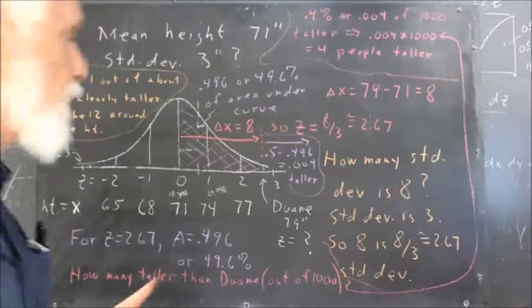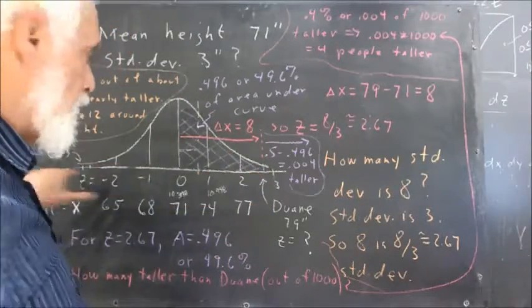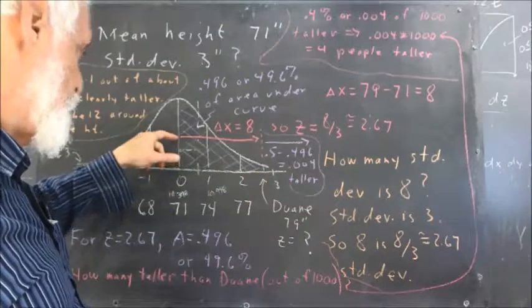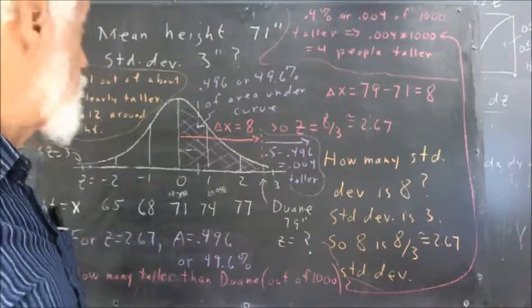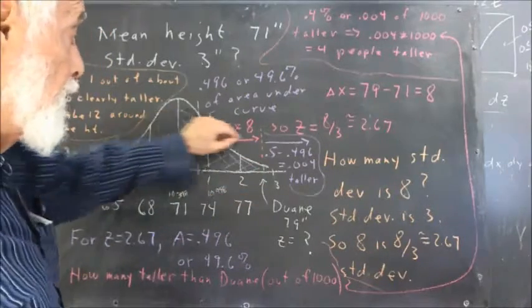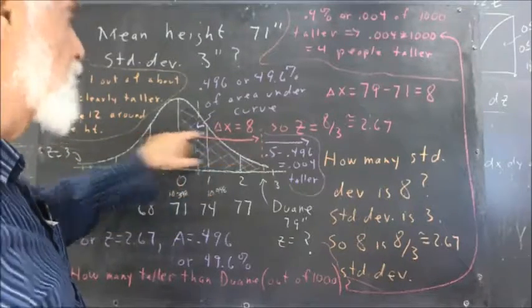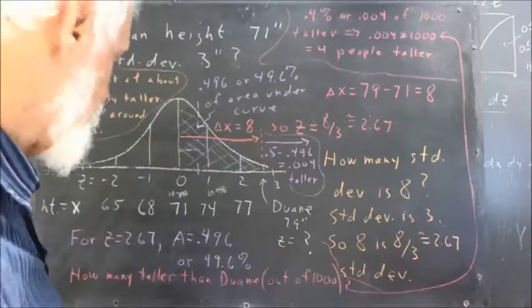The Z value for any position on the axis is measured from the center of the distribution out to that point. Okay, so that here is the distance that corresponds to the Z value, okay? Or the change in height that corresponds to the Z value.